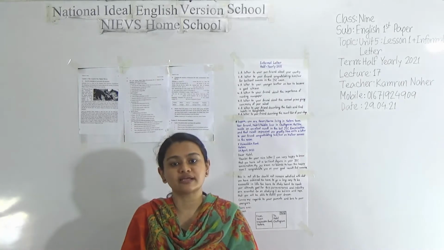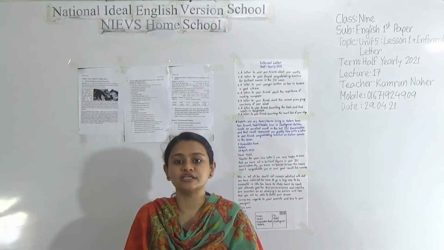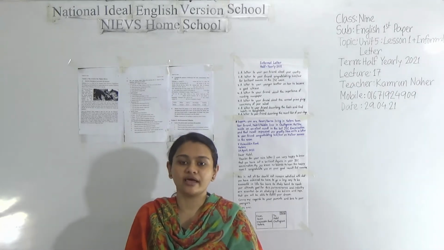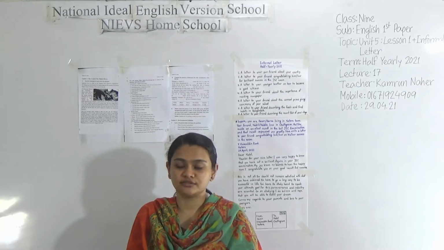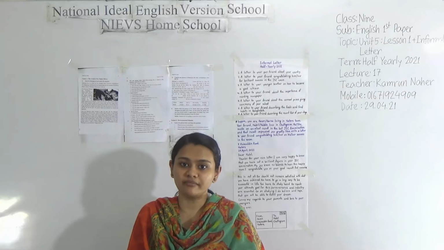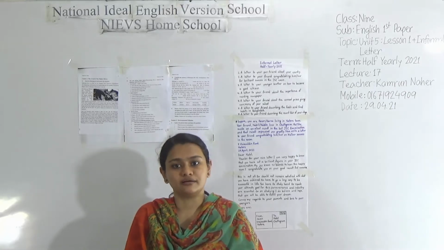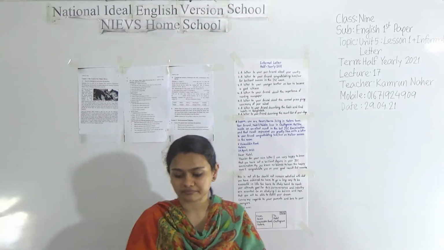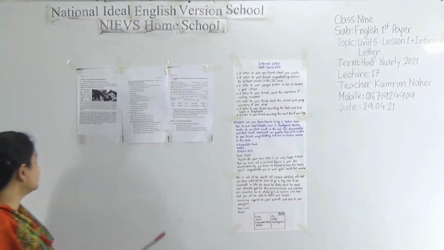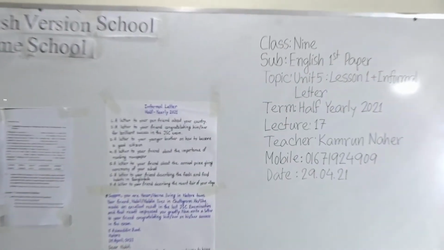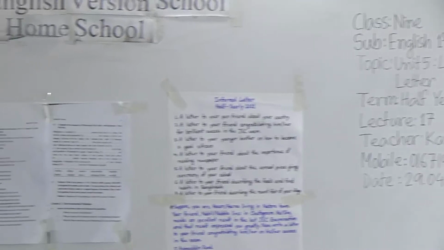My dear students of class 9, today I am going to take your English first paper class, and our today's topic is Unit 5, Lesson 1 and Informal Letter. So today we will discuss Lesson 1 from Unit 5, and then we will discuss Informal Letter. So all of you take your English for Today book at first, and all of you go to page number 59. So today we will start with Lesson 1 from Unit 5.